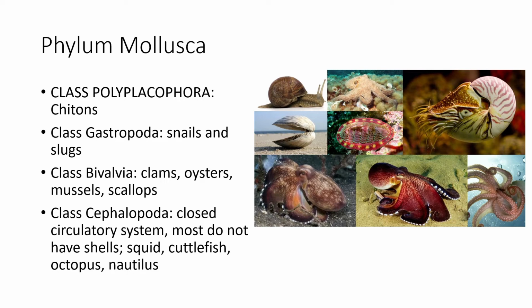The gastropods, these are your snails and your slugs, may or may not have a shell, mostly terrestrial. Your class Bivalvia, the bivalves, the two shells, your clams, your oysters, mussels, scallops, these can be marine or freshwater. And then your cephalopods. These are the only ones with a closed circulatory system. The other classes have open circulatory systems. So most of these also don't have shells. But some of them do. So probably your most famous cephalopod are the octopus.